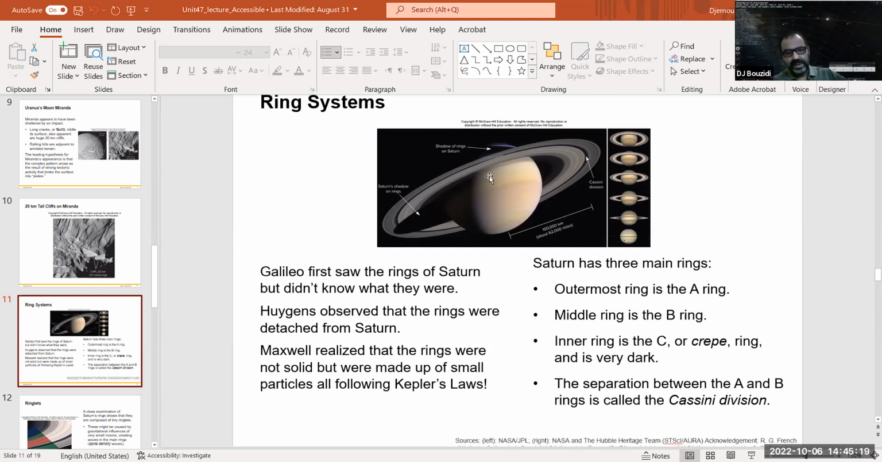So again, you have different rings that are named A, B, C, and the separation between A and B is what is known as the Cassini division. All of these things are part of the property. If you happen to look at it, now we know that there are actually more rings, and the structure is far richer than what we can think of.